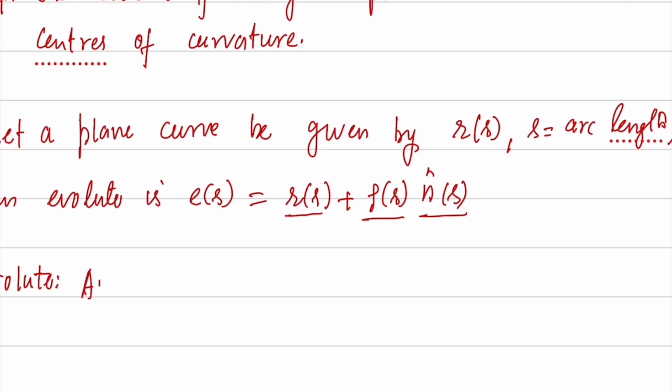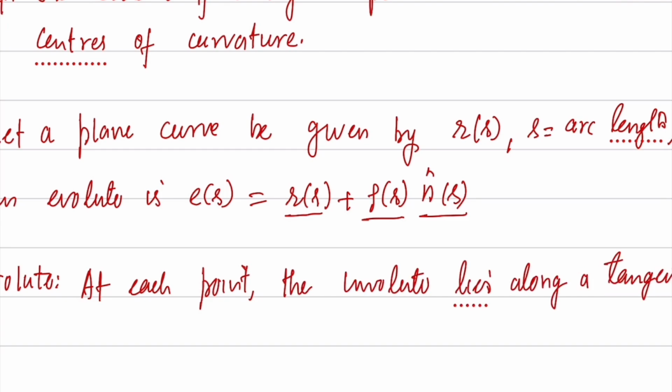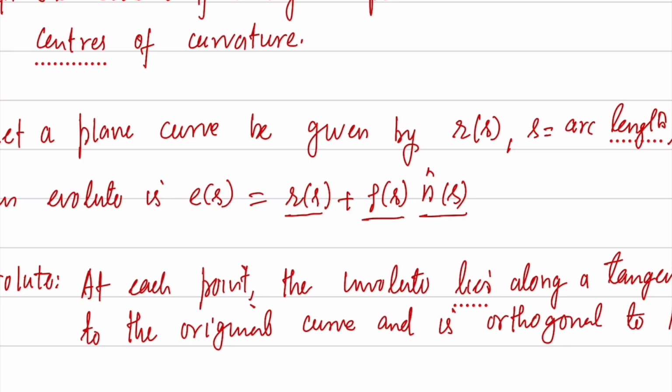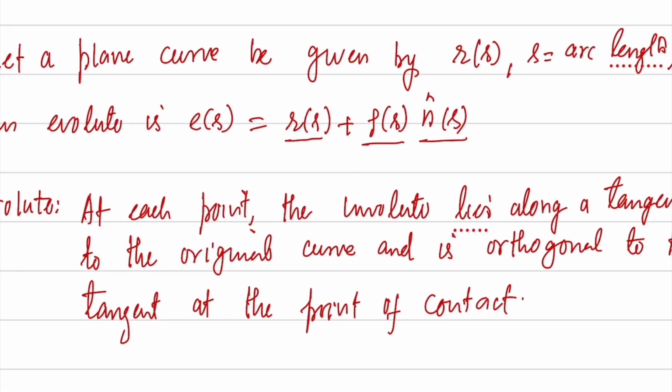At each point, the involute lies along a tangent to the original curve, and is orthogonal to the tangent at the point of contact. This is a better way to define an involute. Actually, an involute of a curve is constructed by unwrapping a taut string from the original curve. The end point of the string traces the involute as it unwinds.